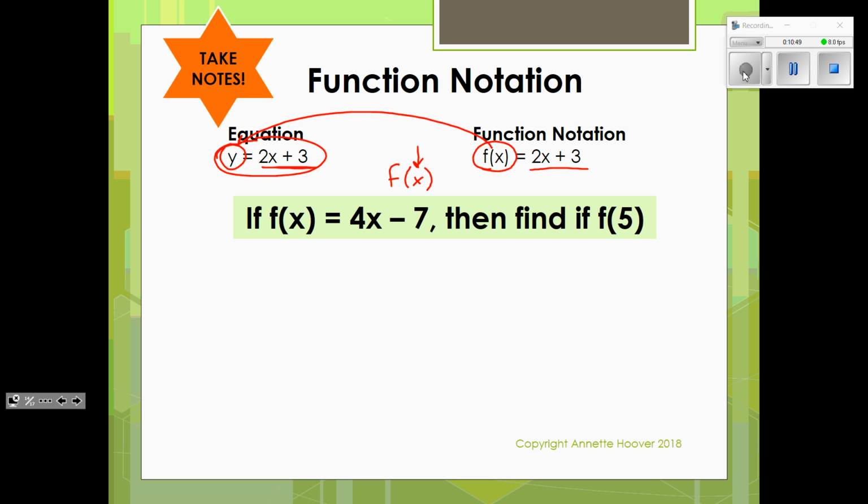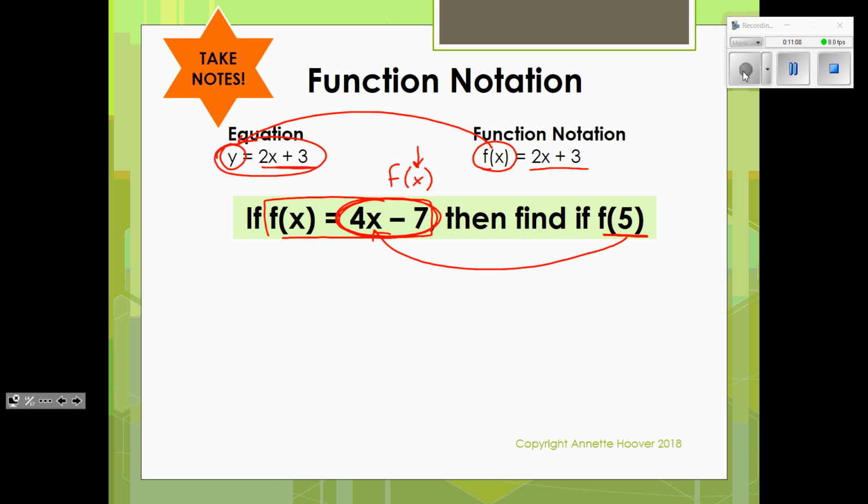And so what you're going to do here, if you look at this right here, they have an equation. All your eyes are going to see are this part. Okay? And then they tell you what to plug in to x. It looks confusing. If f of x equals 4x minus 7, then find f of 5. That seems confusing.